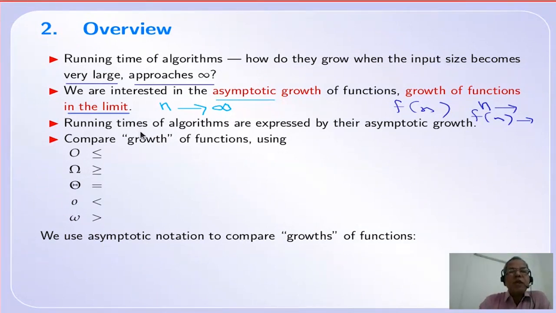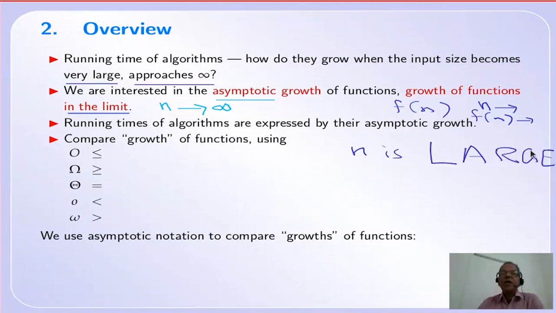So, running times of algorithms are expressed by their asymptotic growth. Not by how they grow when n is small, but only when n is large. It is very important. We are interested in how the running time function grows when n is large. We don't really care how f of n grows when n is small.